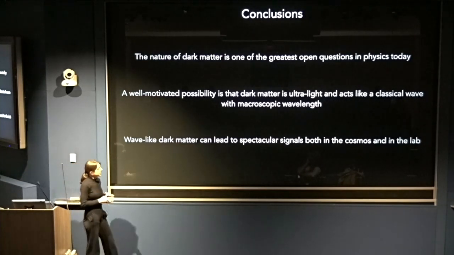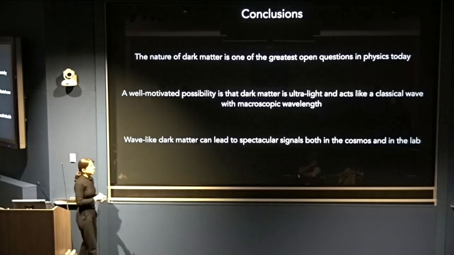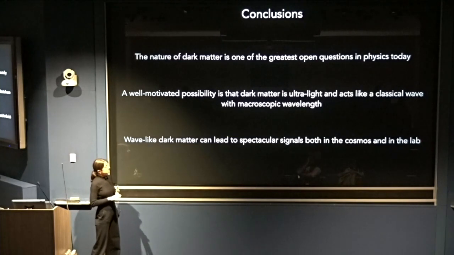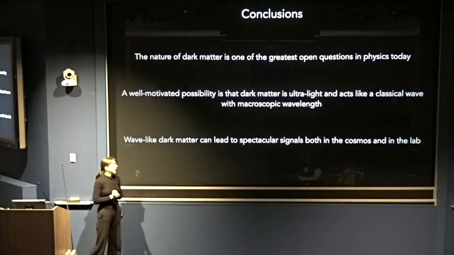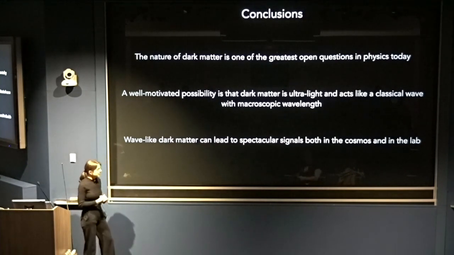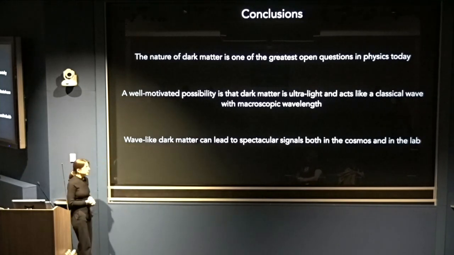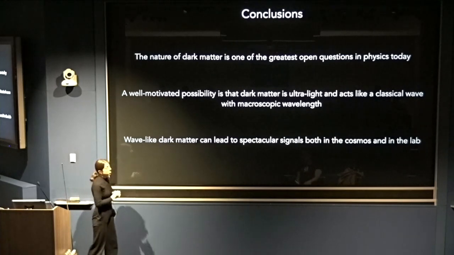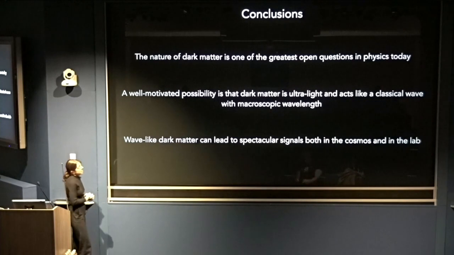So wave-like dark matter gives us these spectacular signals both in the cosmos, where we talked about the signals that we see in galaxies, early galaxies, black holes, and so forth, and then also in the lab. Given the quantity of data that's coming online, both observationally as well as with these proposed experiments, hopefully we'll be able to pin this down and discover this class of dark matter, should it exist, in the coming years.